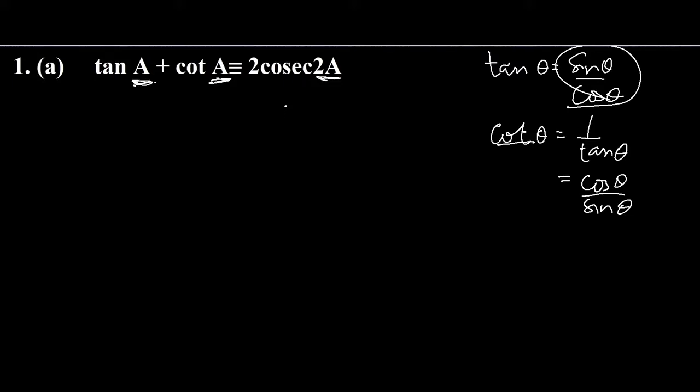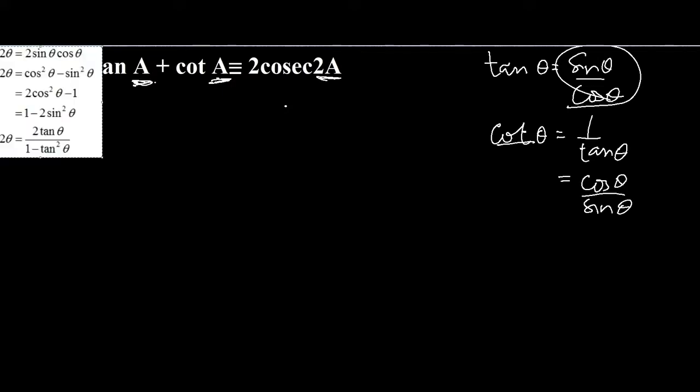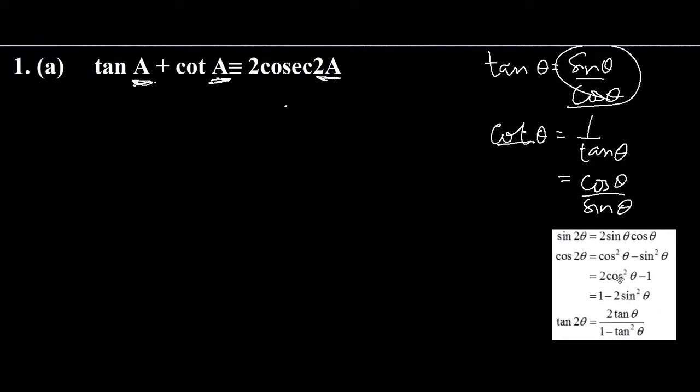That means we need double angle identities as well, and let me show them. Abracadabra. Here they are. So these are the identities I think will help us to prove this identity. So let's start with the left hand side.